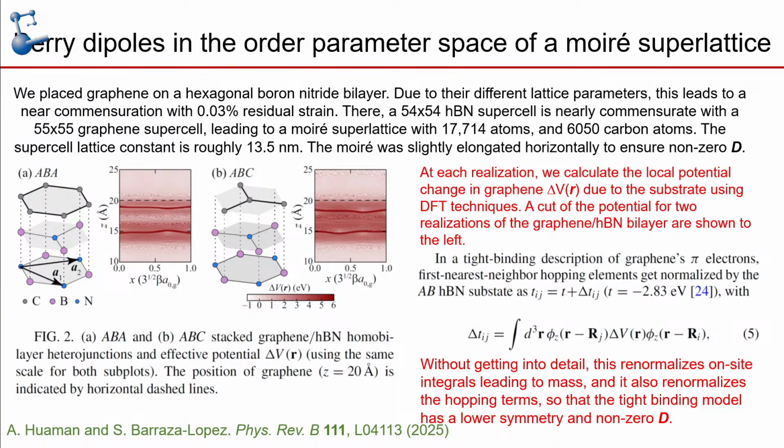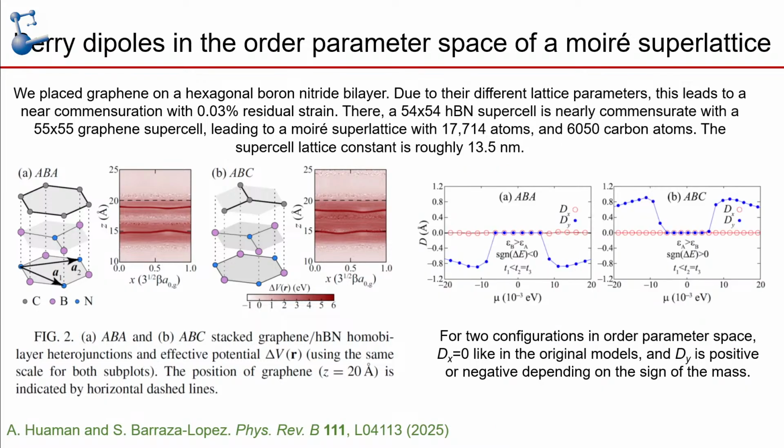So the changes in the on-site terms are going to give rise to mass. And the changes in hoppings are going to change the symmetries in ways similar to Fu's or Ortiz's models. So the first thing to say is that there will be two configurations in this lattice.